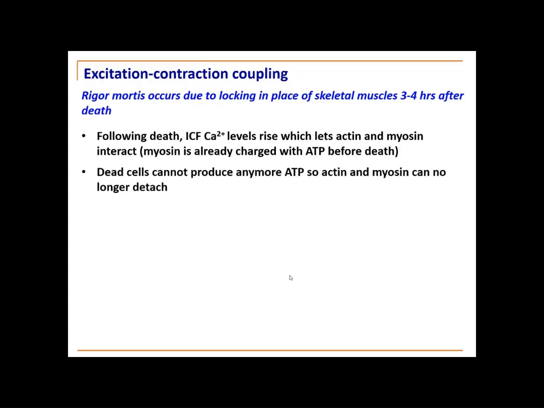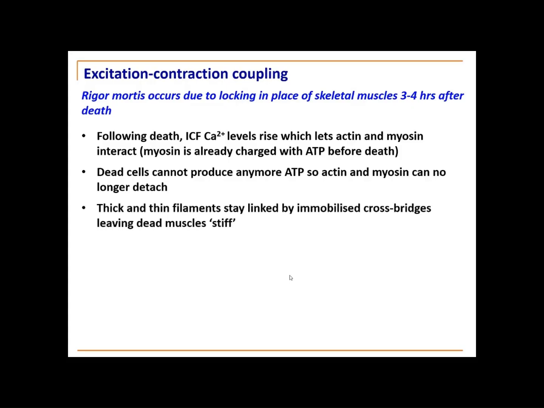But the dead cells can't produce any more ATP. So actin and myosin, after the contraction, can no longer detach because there's no more ATP to come in and take the place of the ATP that's already been used, so to speak, or the ADP and phosphate. So the thick and thin filaments basically stay linked by immobilized cross bridges, leaving dead muscles stiff. And that's the process of rigor mortis. That's why it happens. But of course, the muscles don't stay stiff forever. So over a couple of days, rigor mortis subsides. Why do you think it subsides?